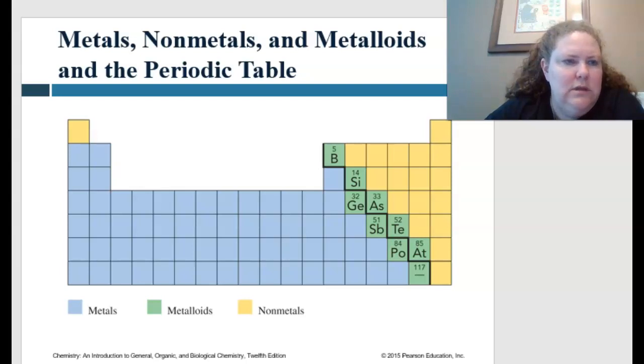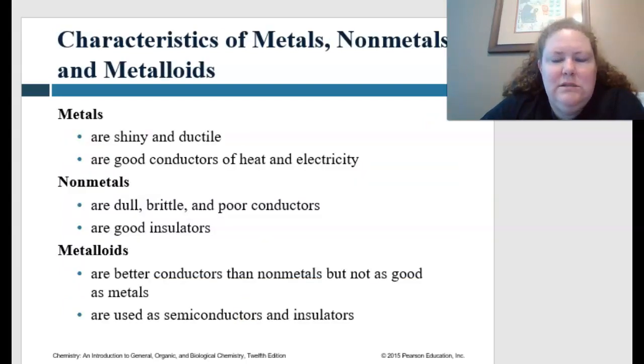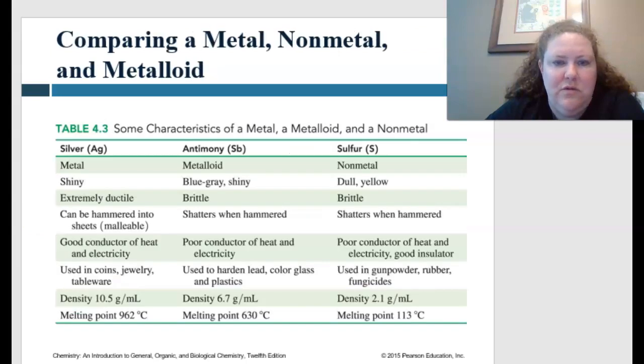So metals are shiny and ductile, and they're good conductors of heat and electricity. Nonmetals are dull, brittle, and they're poor conductors of heat and electricity, but they're good as insulators. And then metalloids are better conductors than nonmetals, but they're not as good as metals, and they can be used as semiconductors and insulators. Okay, so that just kind of tells you why we have the different groupings and what they might be useful for.